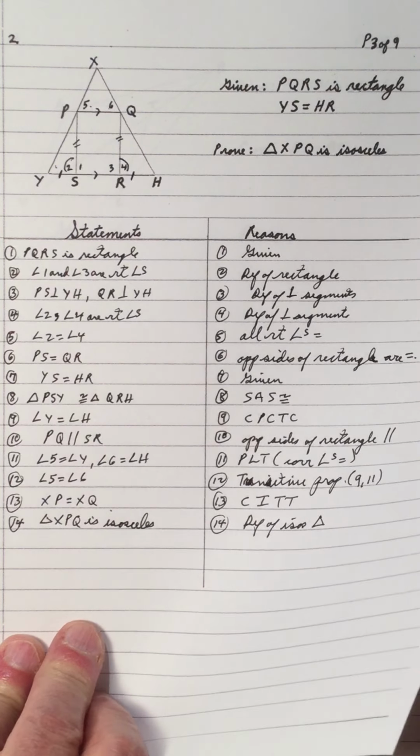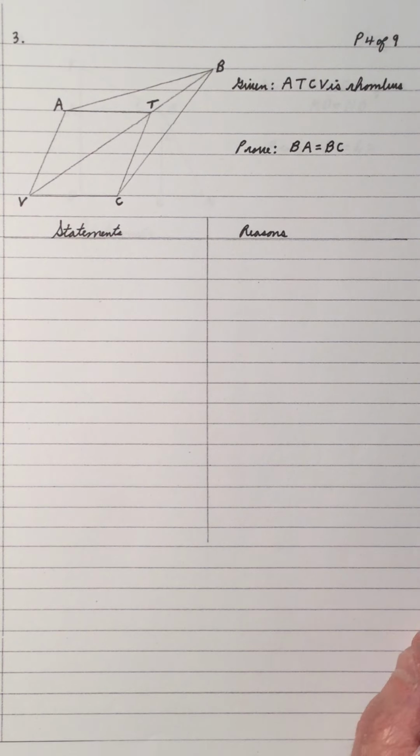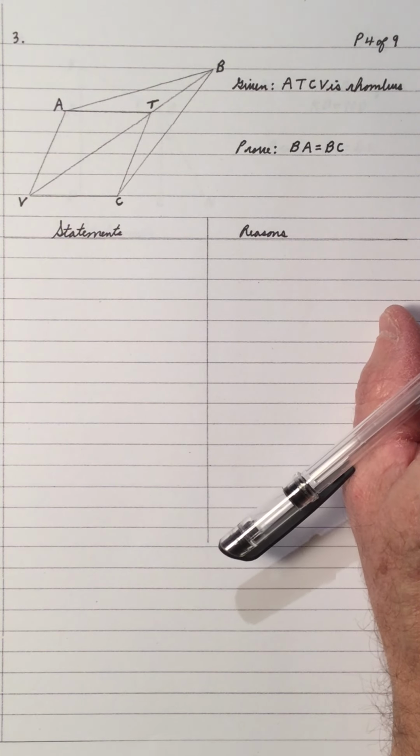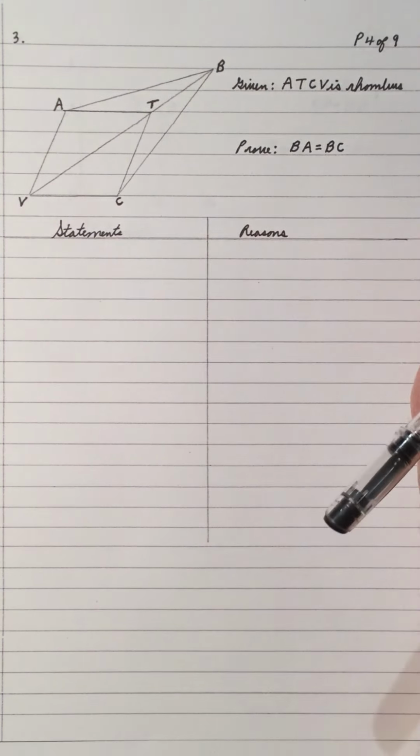So, hopefully everything is going okay. You're doing your proofs. Now we have a third one. Lots of proofs. But each of the proofs that I'm doing is in the order of the videos. So this time I'm going to do a proof related to a rhombus.